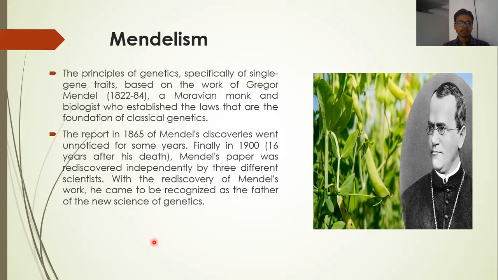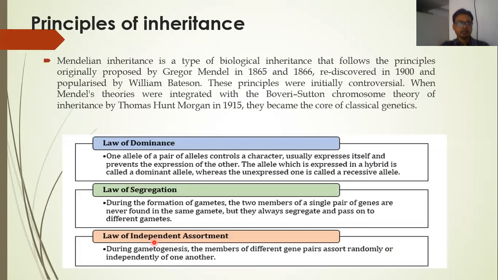Mendel's discoveries, published in 1865, went unnoticed for some years. Finally, in 1900, that is 16 years after his death, Mendel's paper was rediscovered independently by three different scientists. With the rediscovery of Mendel's work, he came to be recognized by the scientific community, and his three special laws are recognized by the community. I will just discuss these laws briefly.